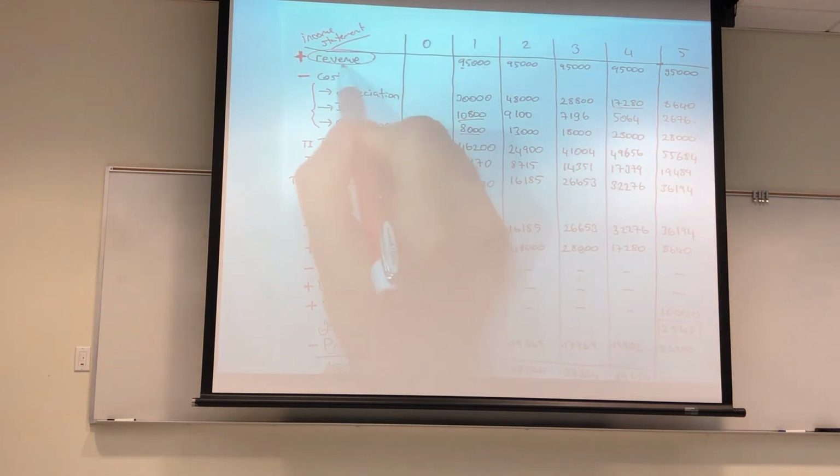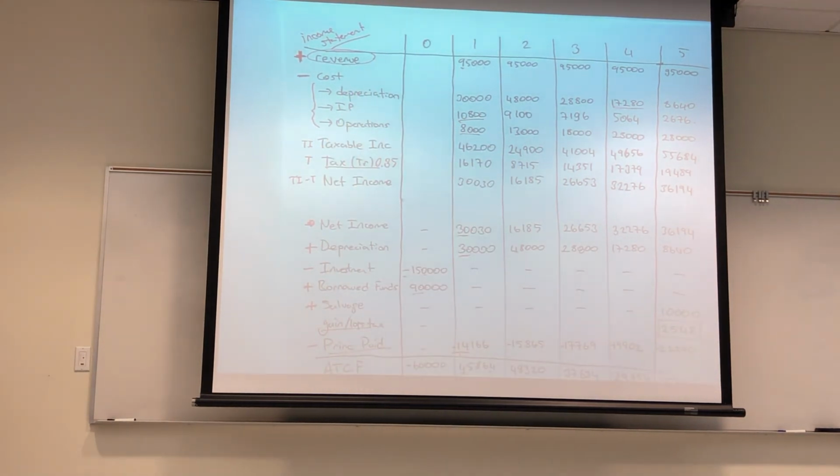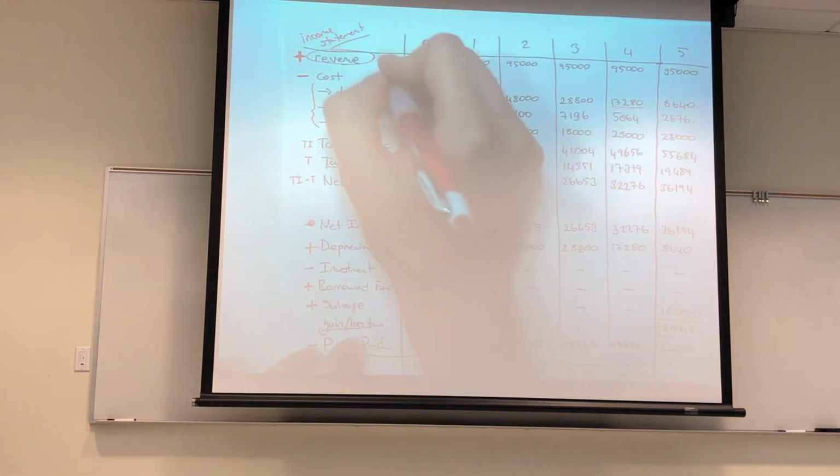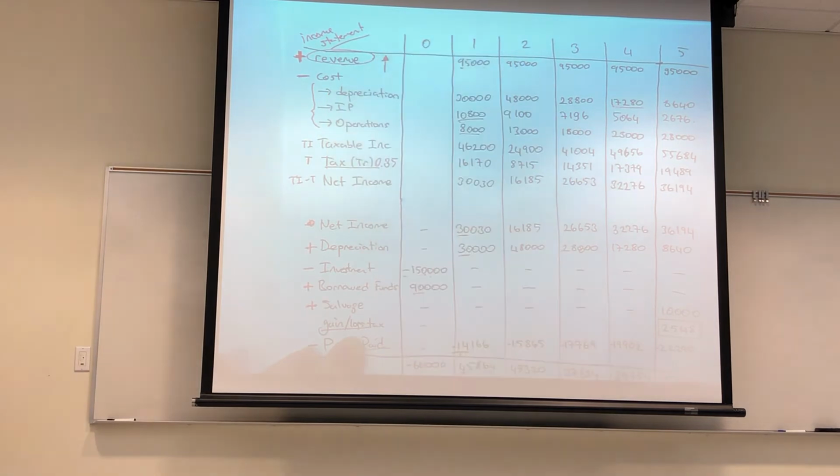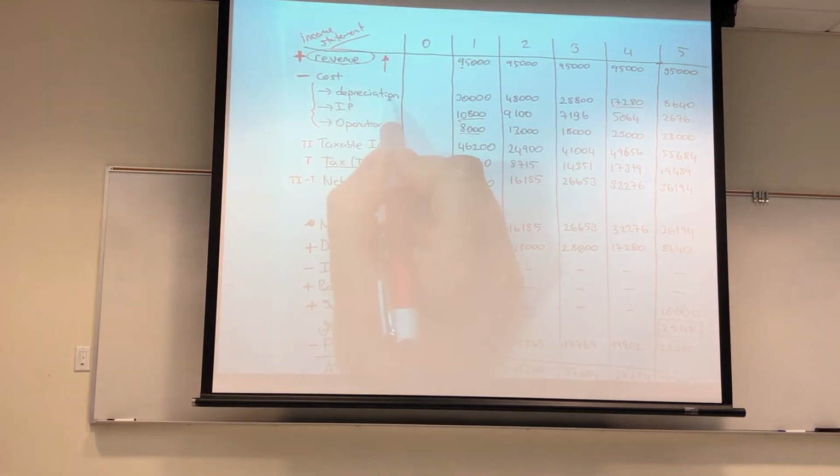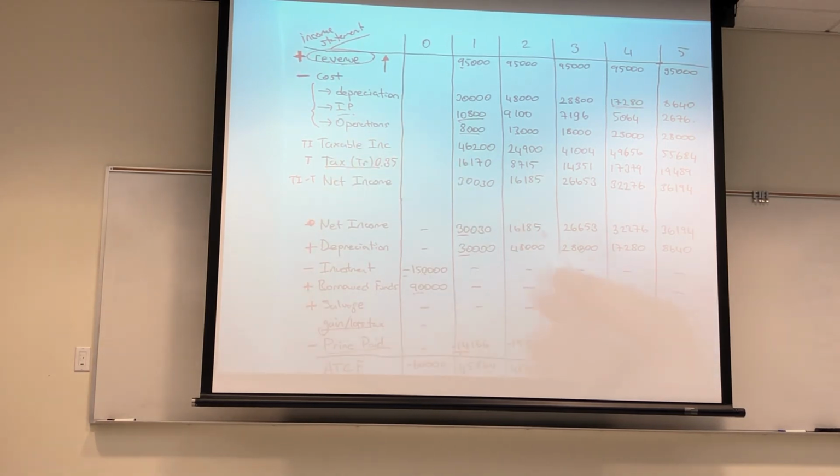So, revenue. Since revenue is a positive thing, in the best case scenario, this will increase, right? So I'm going to write what happens in the best case scenario with the arrows. Depreciation will stay the same. The interest payments will come from the annual payments, so we'll come back to that later. The operations cost, since this is a negative thing, in the best case scenario, this will go down.